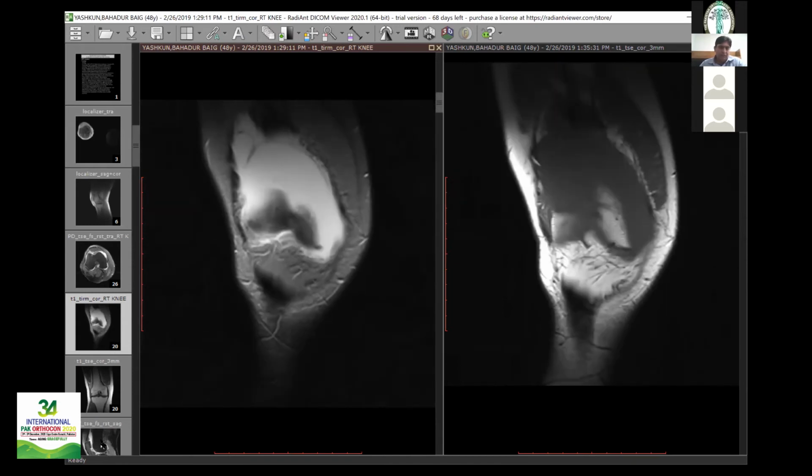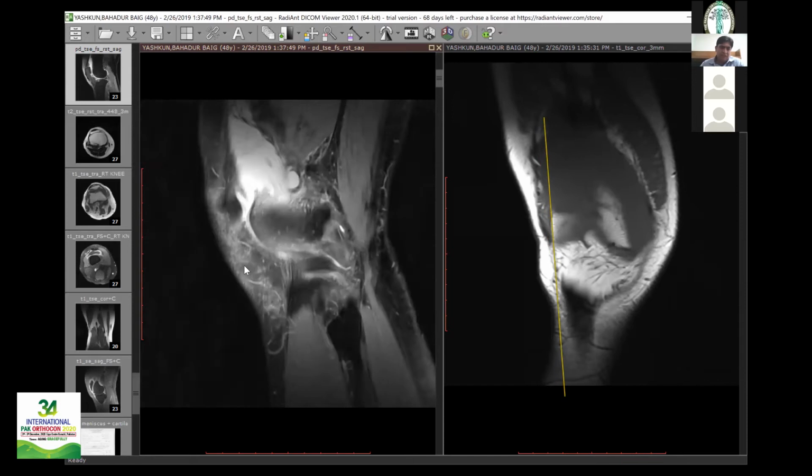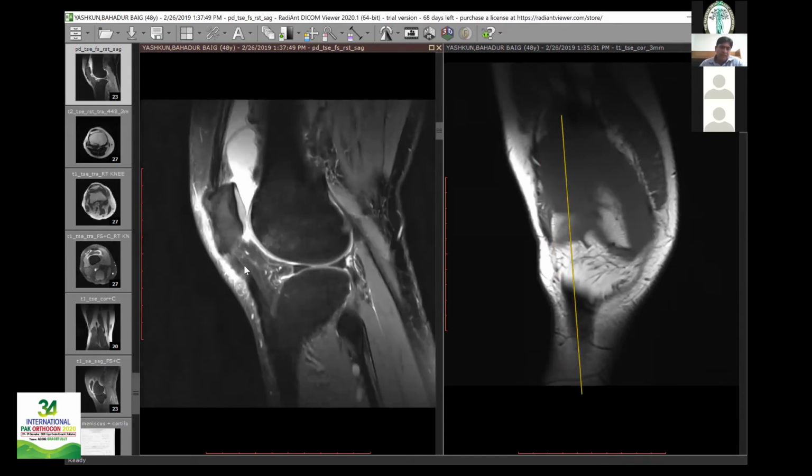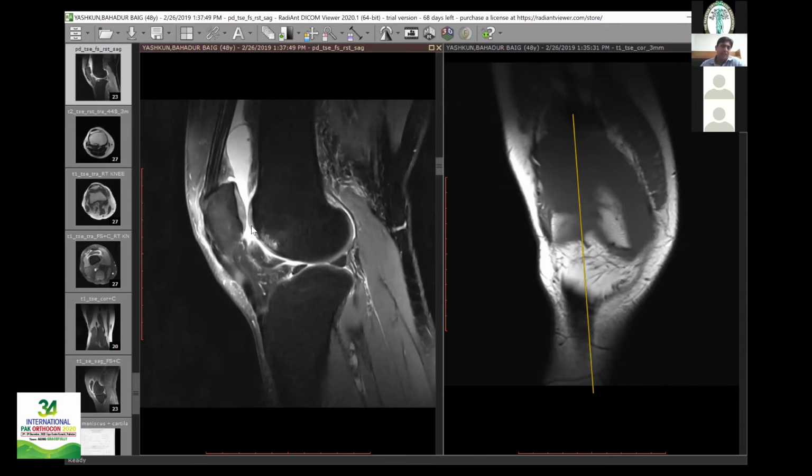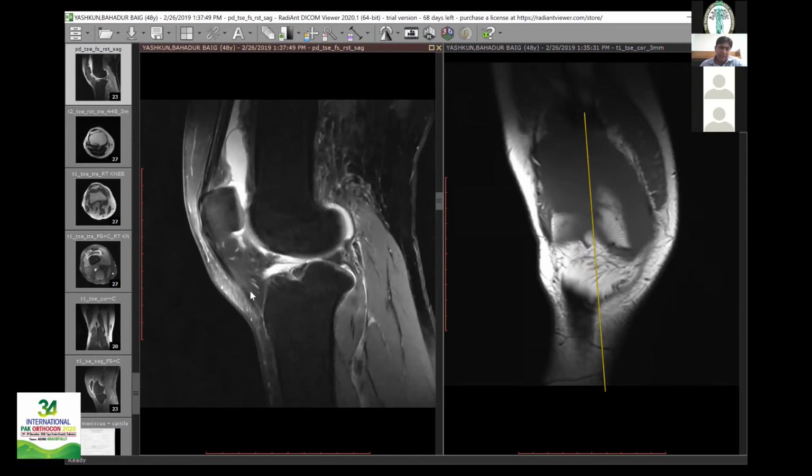So this is a proton density sagittal image. So here you can appreciate the distal quadriceps tendon. This is the patella. This is the patellar cartilage. I will talk more about this in detail in my talk on the patellar cartilage. This is the ligamentum patellae, and you can see that there are multiple T2 hyperintense signals here, which is suggestive of tear of the patellar ligament.